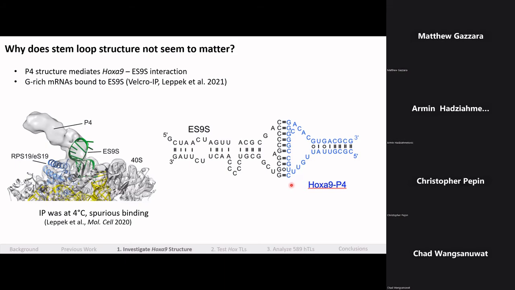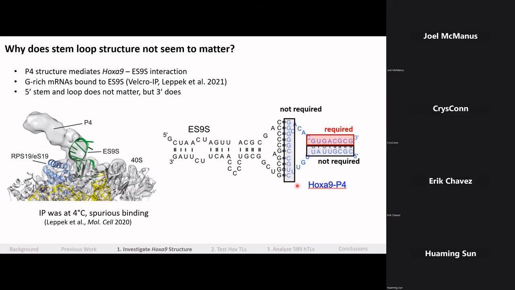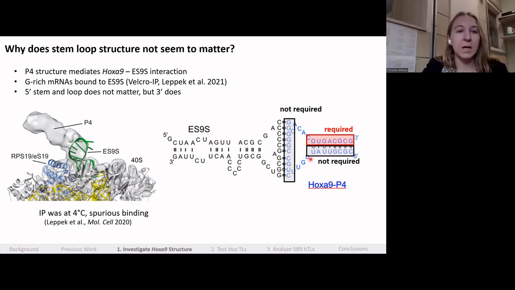But when looking back at this structure, we saw that their bicistronic reporter data didn't quite fit this proposed structure, because they could delete the loop of this HOXA9 P4 structure and also the 5' end, and that wouldn't impact FLuc activity. But deleting this 3' stem loop was the only part that actually decreased the FLuc activity in the bicistronic reporter assays. So this didn't quite fit the model they proposed, so we decided to examine the HOXA9 transcript leader structure a little more.